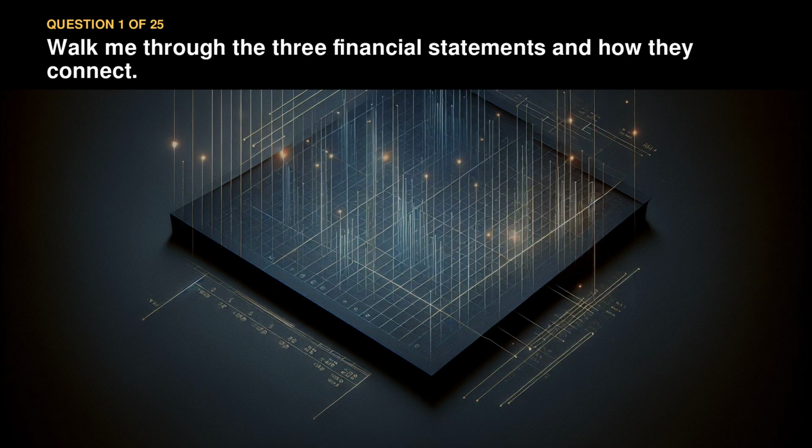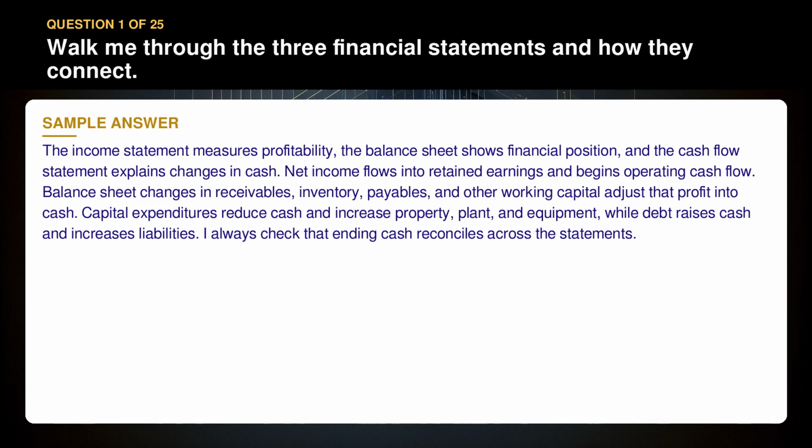Question 1. Walk me through the 3 financial statements and how they connect. The income statement measures profitability, the balance sheet shows financial position, and the cash flow statement explains changes in cash. Net income flows into retained earnings and begins operating cash flow. Balance sheet changes in receivables, inventory, payables, and other working capital adjust that profit into cash. Capital expenditures reduce cash and increase property, plant, and equipment, while debt raises cash and increases liabilities.